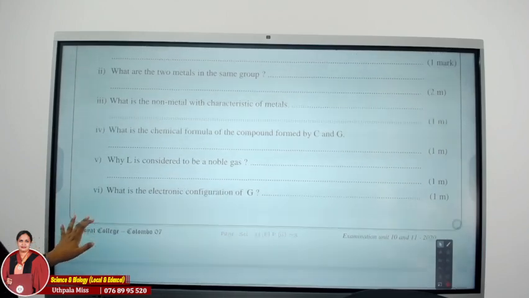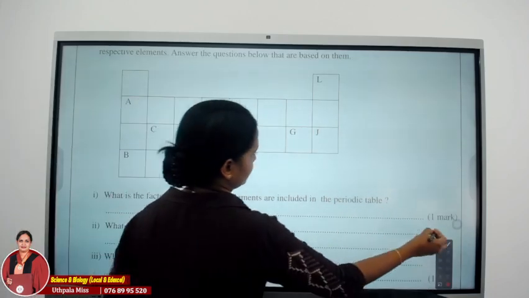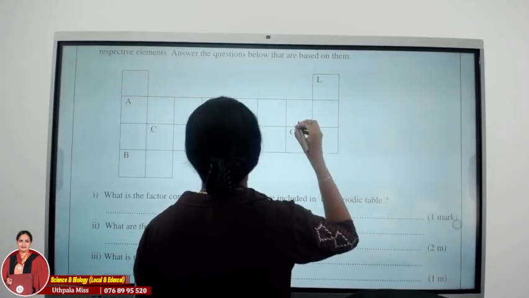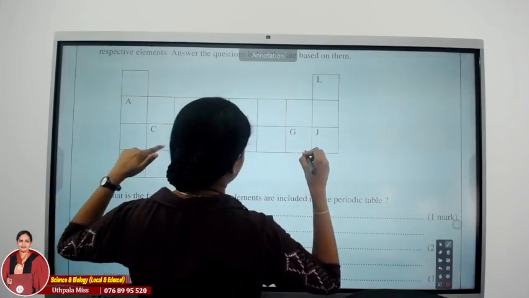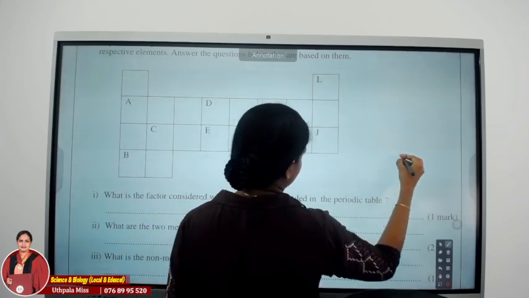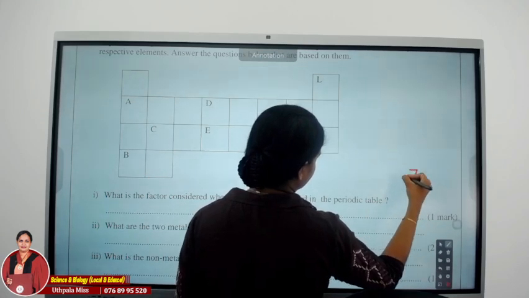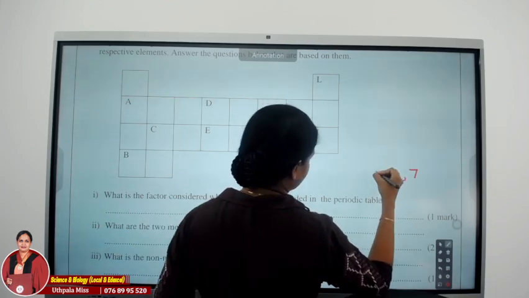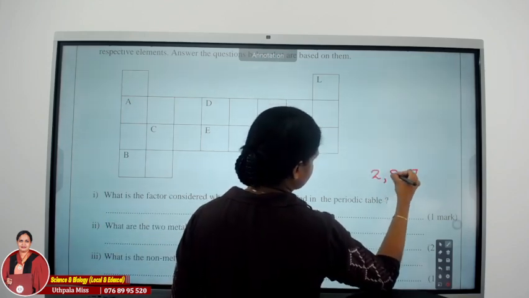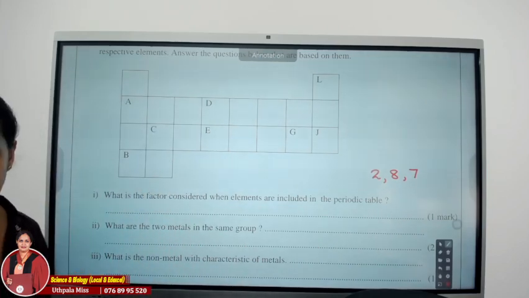What is the electronic configuration of G? G belongs to period 3 and group 7. Therefore, it has 7 electrons in the outermost energy level. Since it belongs to period 3, it has 3 energy levels. Therefore, its electronic configuration is 2, 8, 7.